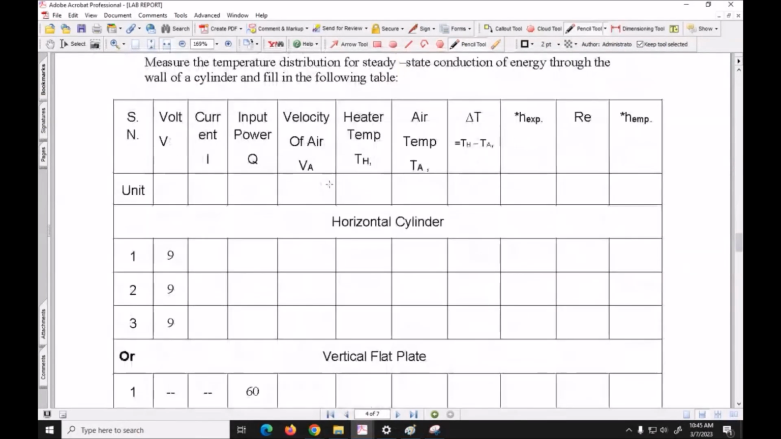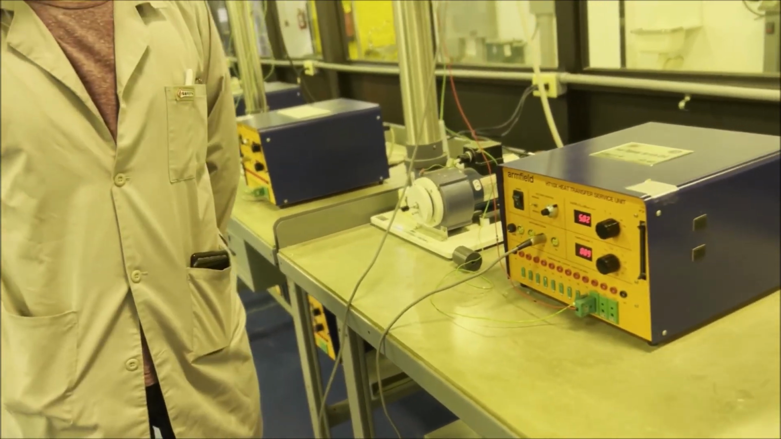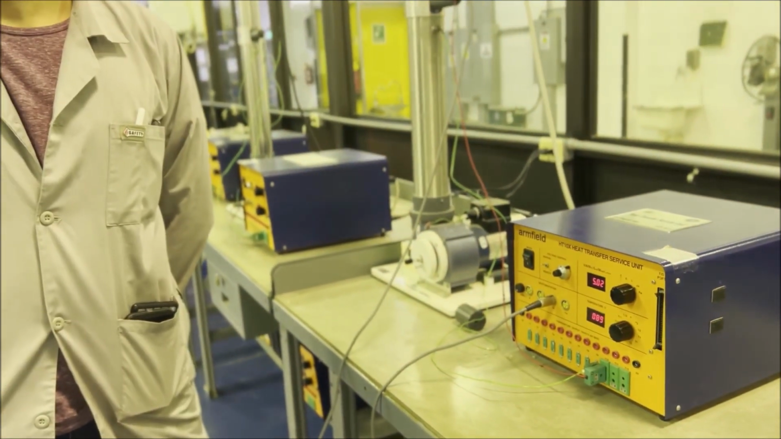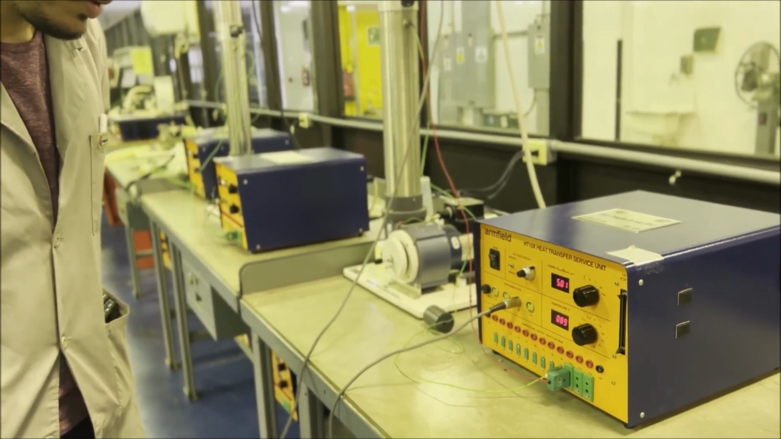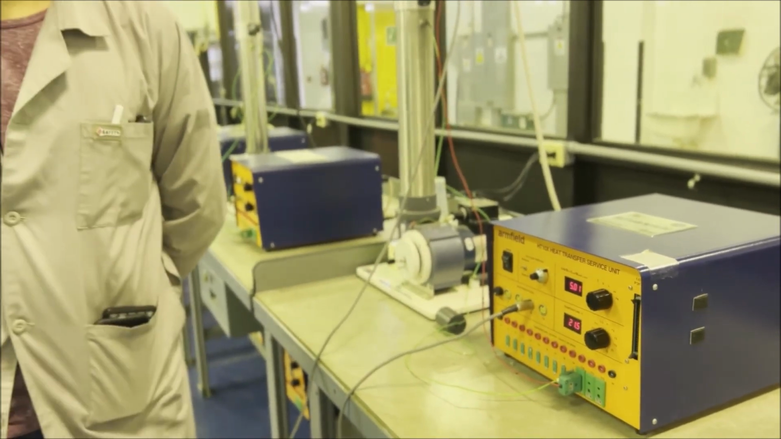Now in the observation table we will transfer the readings. For 9 volt, here we are going to keep the voltage constant and we are varying the velocity of air. So let us take the readings for the horizontal cylinder. Tell me TH. What is TH? 89. Next. T9, yes. TA. How much TA? 21.5.